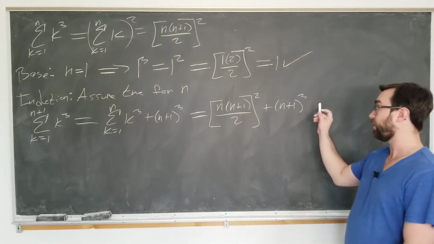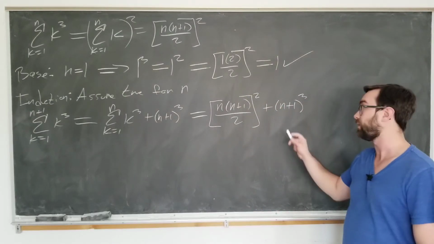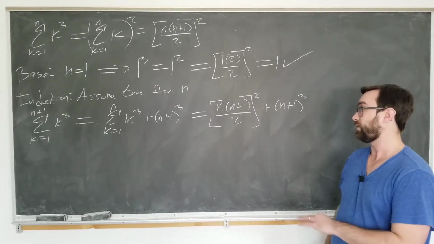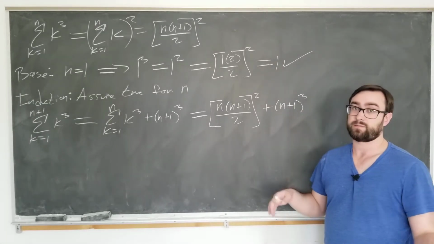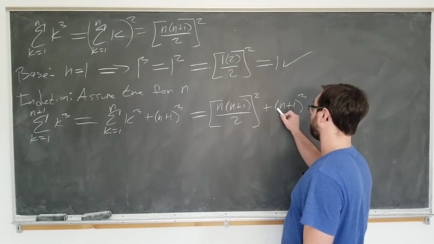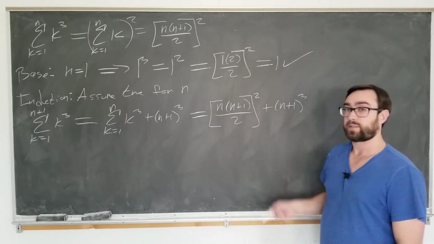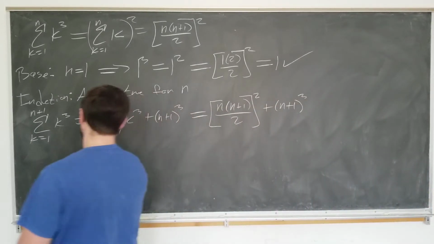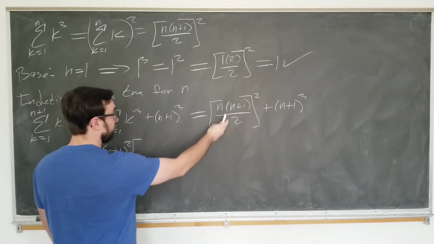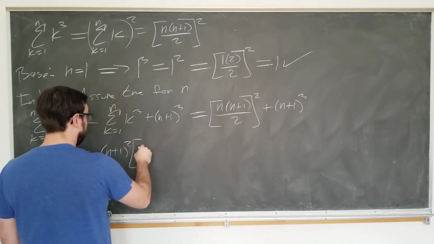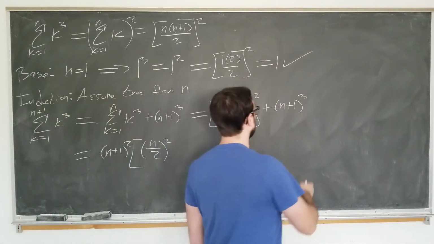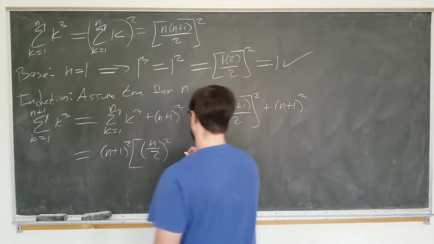And now you might be tempted to just expand n plus 1 cubed. Do not do this. It's messy and it doesn't get you anywhere that you can't go by doing what I'm about to do now. Let's go ahead and factor out common factor of n plus 1 squared. N plus 1 squared. This leaves us with, well, we have n over 2 squared from this term here. And then we have an n plus 1.